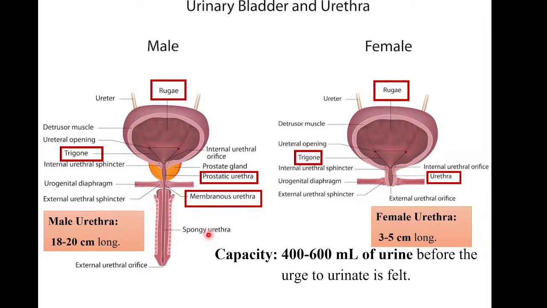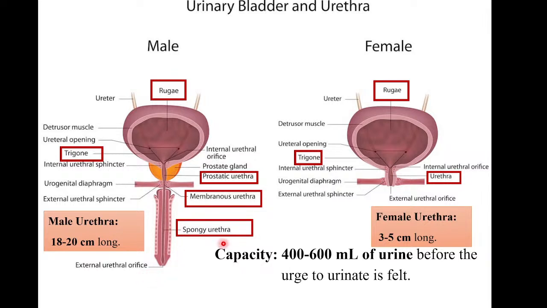The prostatic urethra is the part that passes through the prostate gland. Below the prostatic urethra, you will find the membranous urethra, which is the shortest and narrowest part of the urethra. And you will also find the spongy urethra that runs through the penis and opens at the external urethral orifice. So this was about the male urethra.